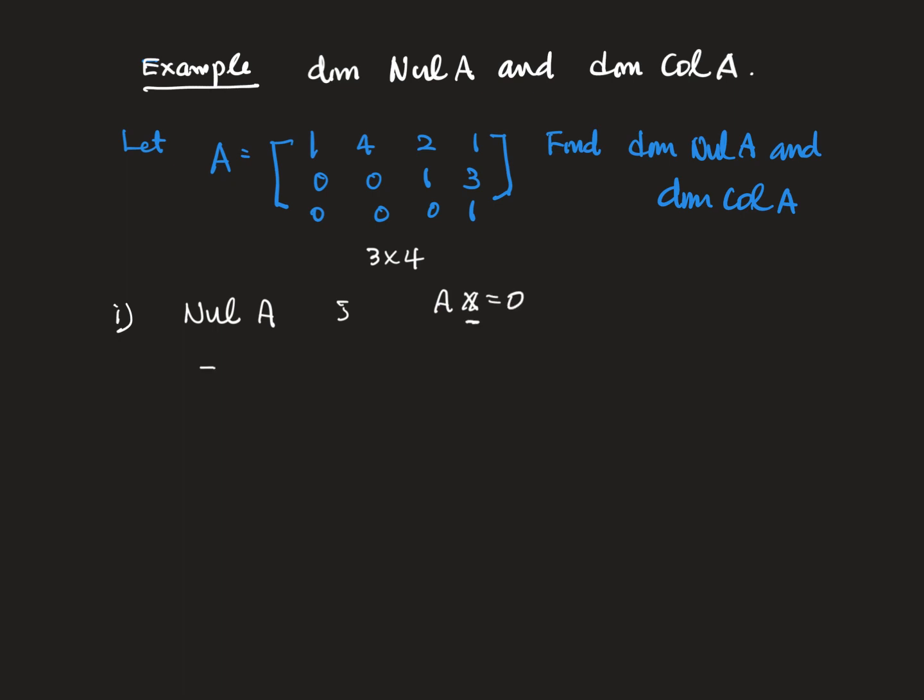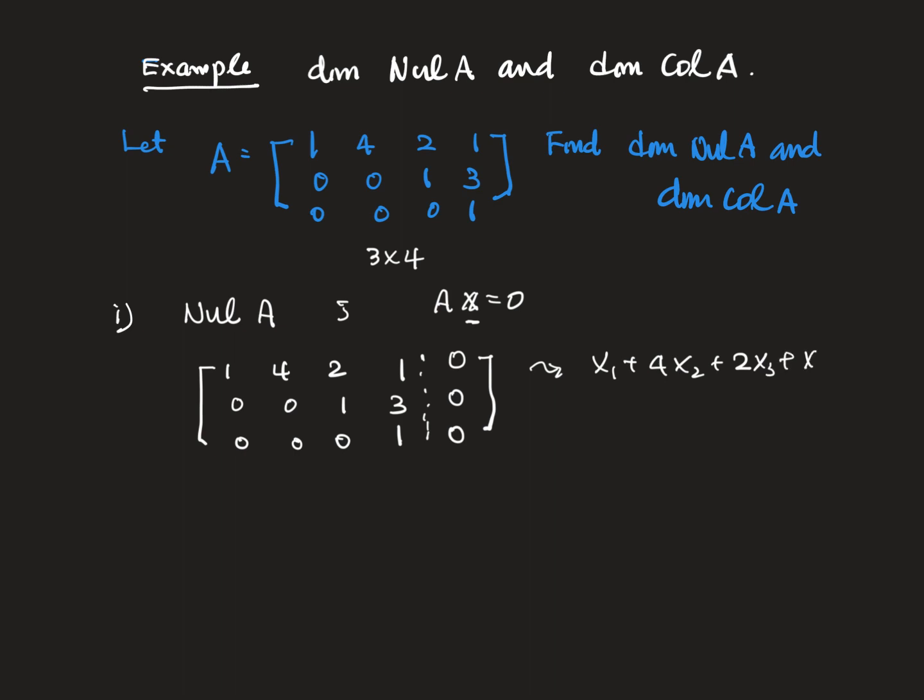So you have the matrix right there, guys: 1, 4, 2, 1, 0, 0, 1, 3, 0, 0, 0, 1. This is matrix A. The constant column is going to be 0, 0, 0, right? So what do you see from here? The first equation from row one is x1 plus 4x2 plus 2x3 plus x4 equals 0. The second is x3 plus 3x4 equals 0. The last one is x4 equals 0.